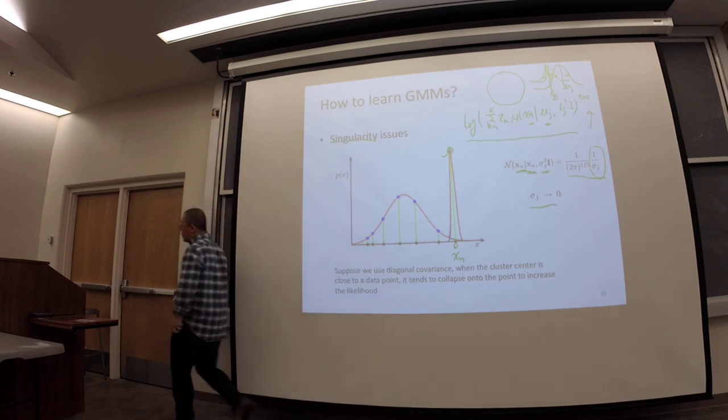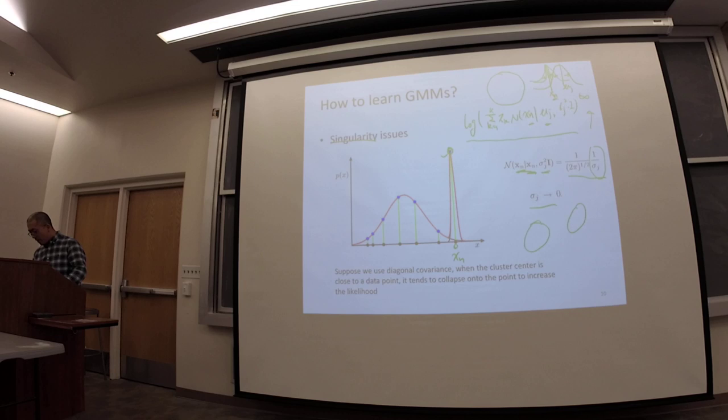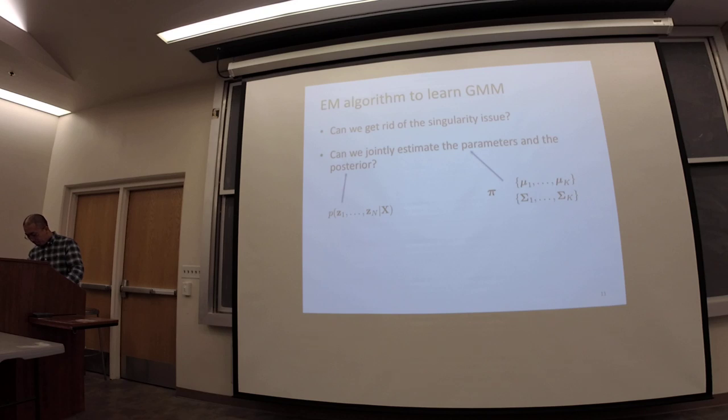We want the clusters to be big enough that each cluster contains quite a few data points. We do not want a cluster to collapse on one particular data point and not include any other data points. So this is actually a kind of optimization issue. This is obviously some valid local maximum, but this is not something you want. So how do we address this problem? How do we get rid of these singularity issues?